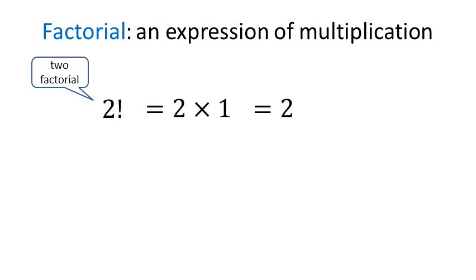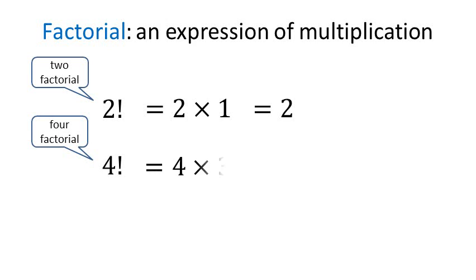Next example, 4 and the exclamation mark. We call it 4 factorial. This means 4 times up to 1. So it is 4 times 3 times 2 times 1, which is 24.